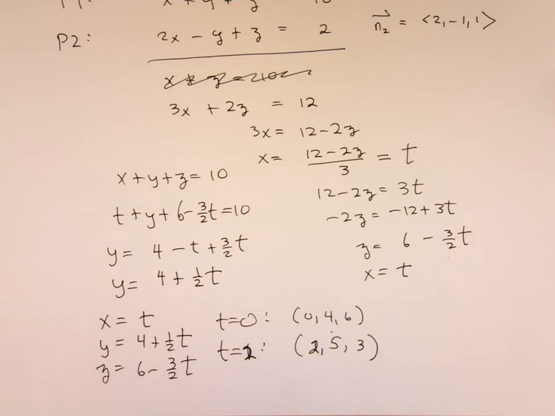It's the equation of the line where these two planes intersect. These two planes intersect in a line. That is the line where they intersect. Every point on that line belongs to both planes.